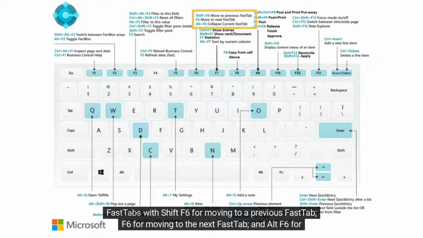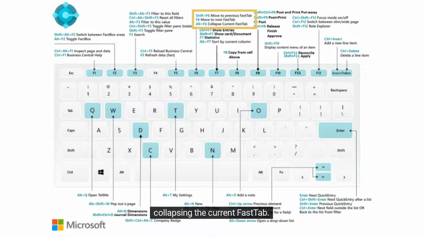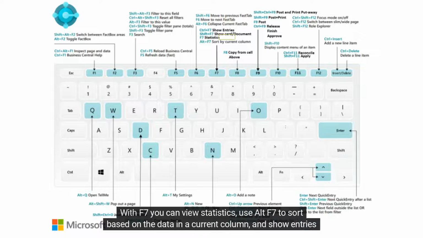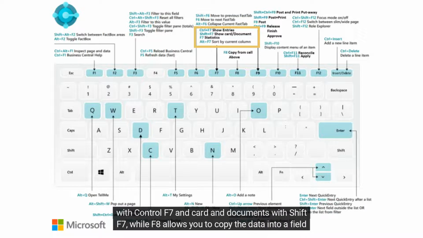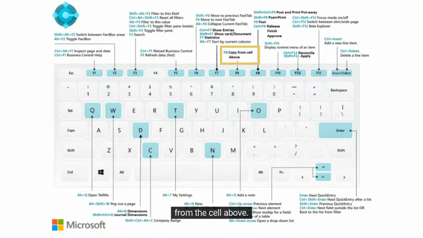Navigate fast tabs with Shift F6 for moving to a previous fast tab, F6 for moving to the next fast tab, and Alt F6 for collapsing the current fast tab. With F7, you can view statistics, use Alt F7 to sort based on the data in a current column, and show entries with Control F7 and card and documents with Shift F7, while F8 allows you to copy the data into a field from the cell above.